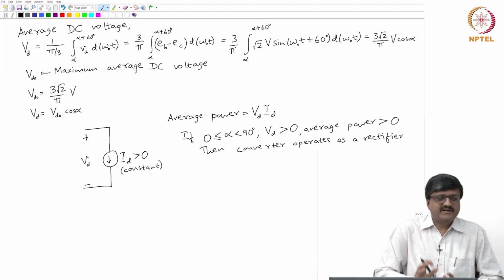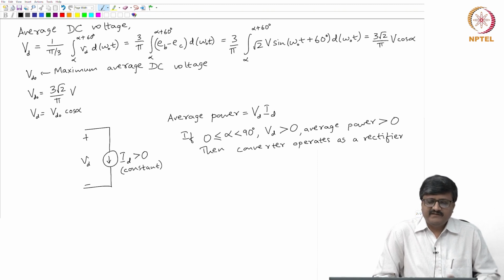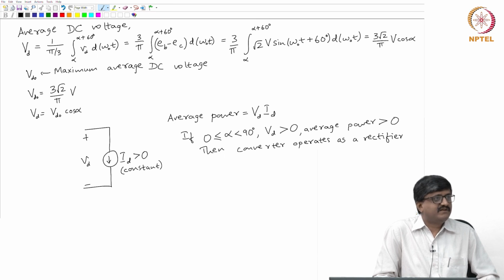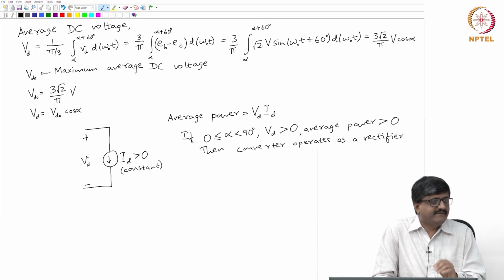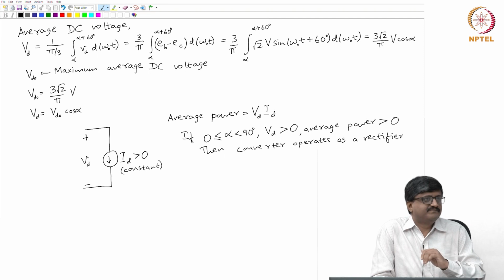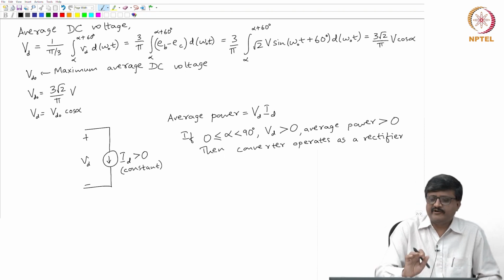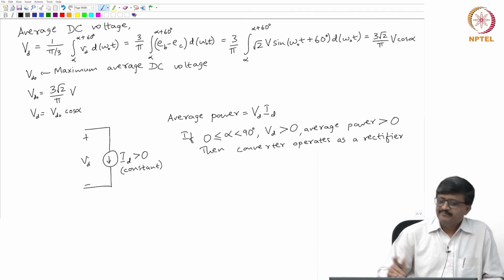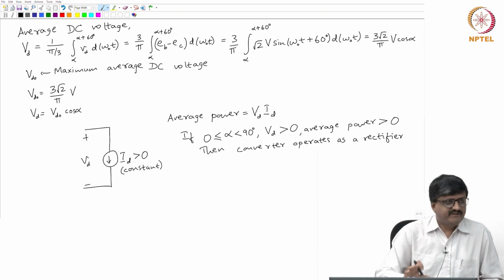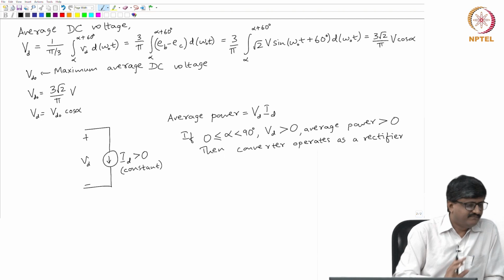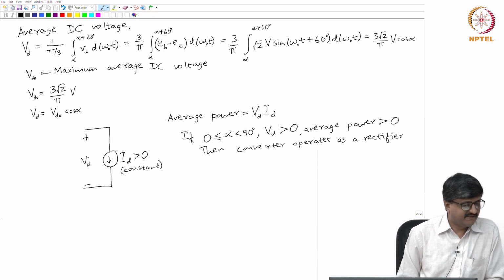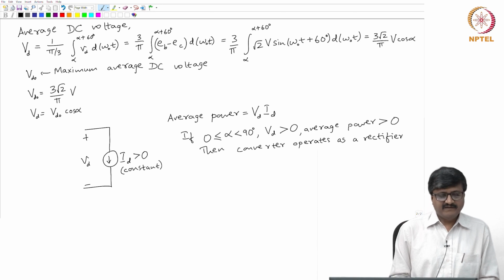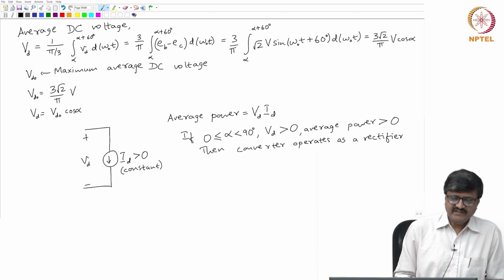Now, I will come to that later, because I know that if alpha is greater than 90, it is inverter operation, but I still don't know for the time being up to what value of alpha I can go. So, I will come to that a bit later. Inverter operation will be considered shortly, but later. So, these are a few things which we are able to obtain from the table that we obtained in the last class. Okay.